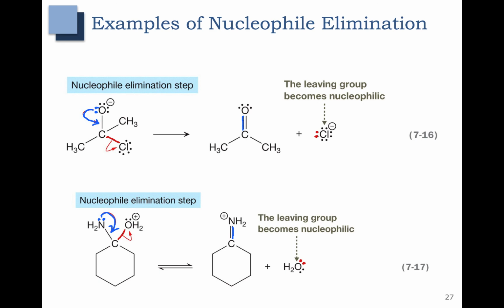What you want to be able to do for the nucleophilic addition and the nucleophile elimination reactions is, given the arrows and the starting material, draw the products, or given the starting material and the product with no arrows, add in the arrows to show how the electrons are moving.